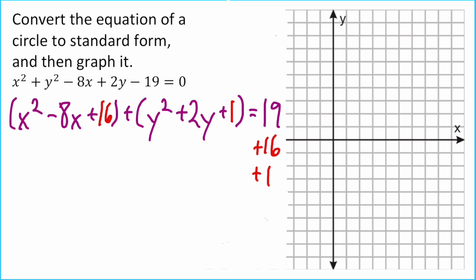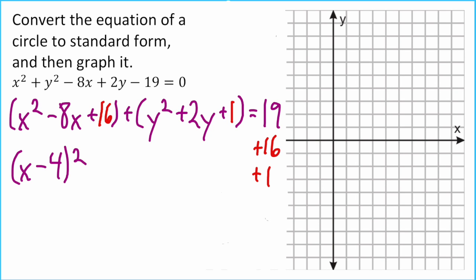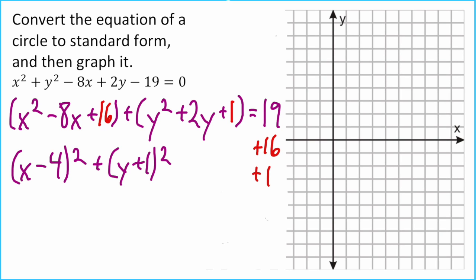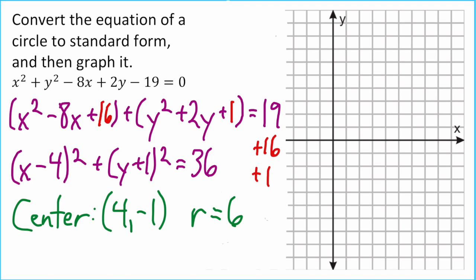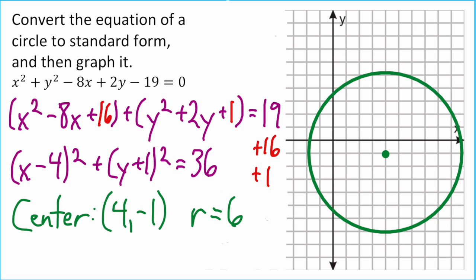And now when I simplify, the x part becomes (x - 4)². The y part becomes (y + 1)². And it all adds up to 36. Now we have standard form, and from this we can easily figure out that our center is (4, -1) and our radius is 6. And now we can use that information to graph it. And there's our final graph.